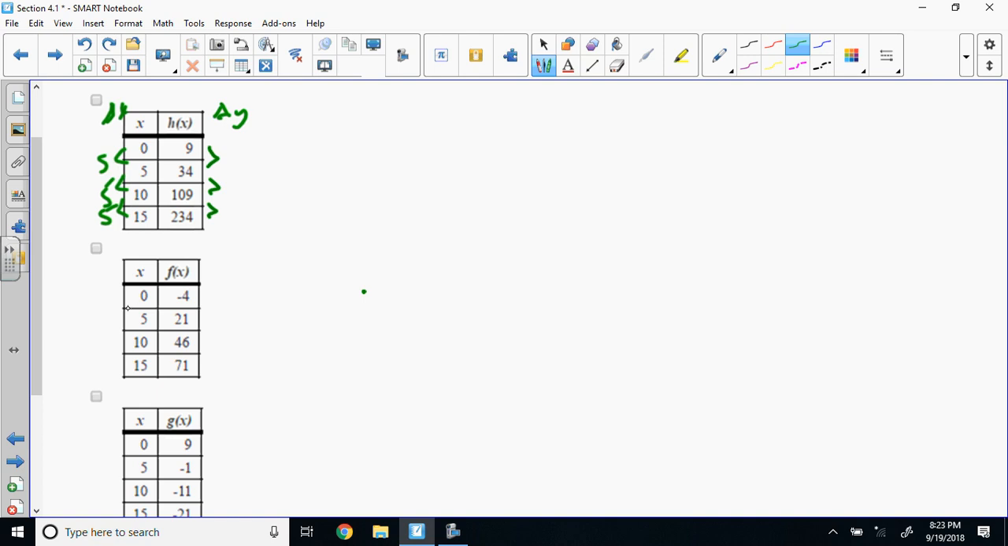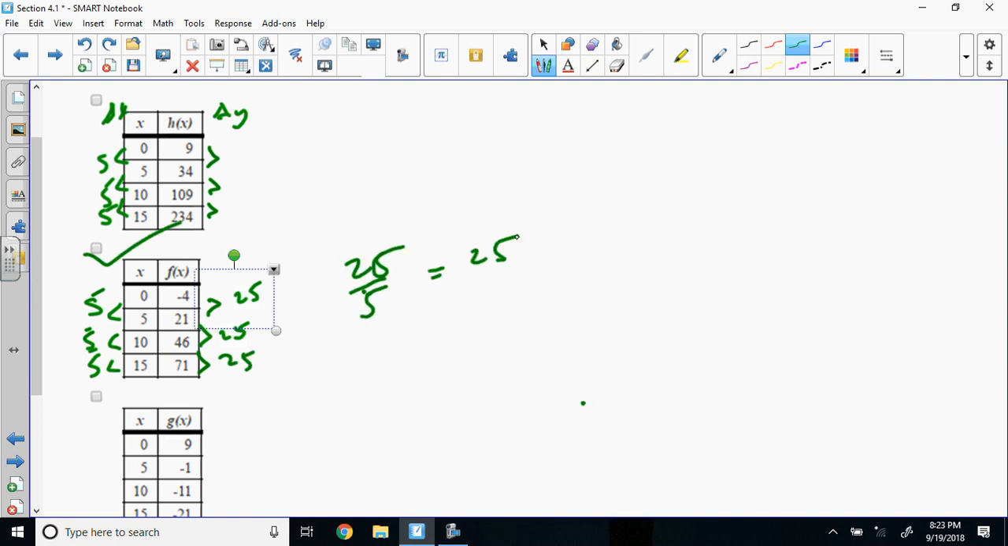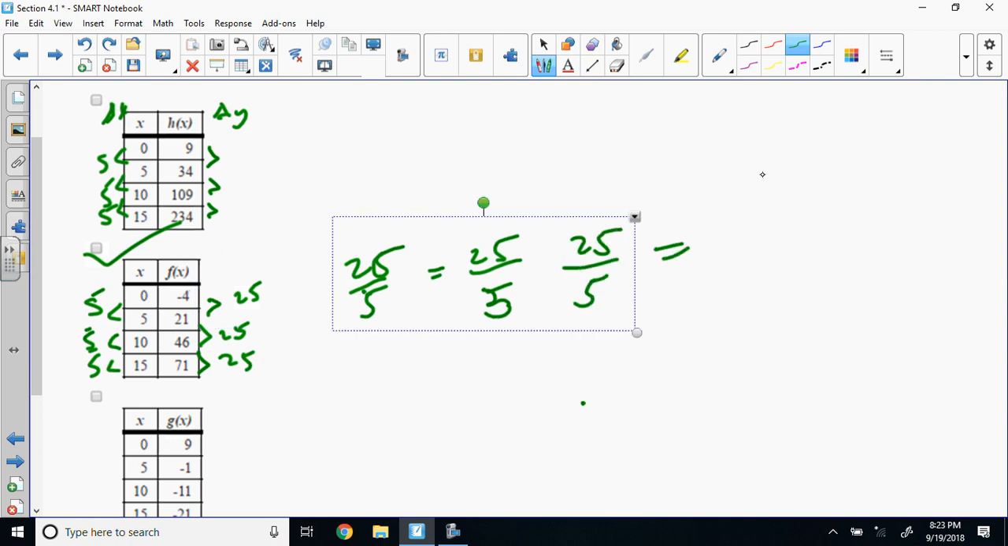All right, so these are all 5s? So our x's are staying 5s, right? What is that? 25? I got 25 over 5, right? Which all simplifies down to 5, correct? All right, so that one's good.